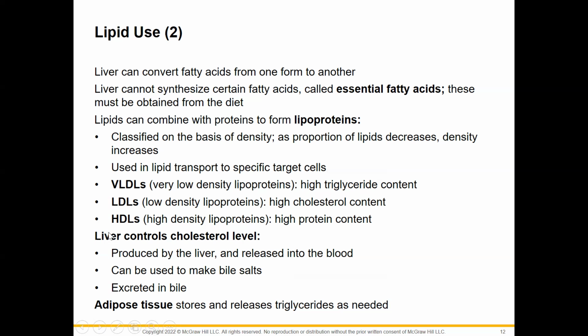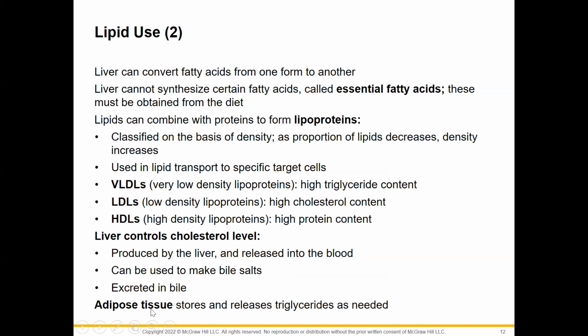Your liver controls the cholesterol levels that your body makes. Cholesterol is produced by the liver and then released into the bloodstream. The cholesterol that your body produces is then able to be used to make things like bile salts in your digestive process. It can also be used to make hormones, your steroid hormones. So these cholesterols are excreted in bile.